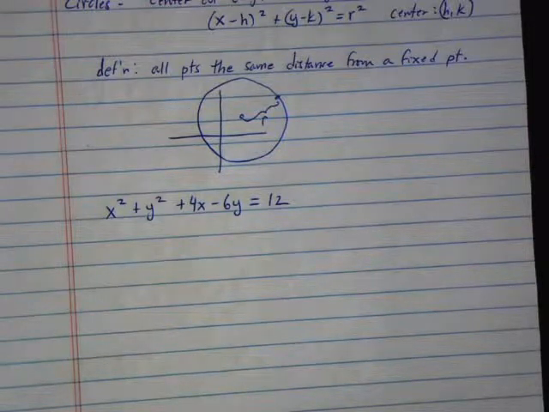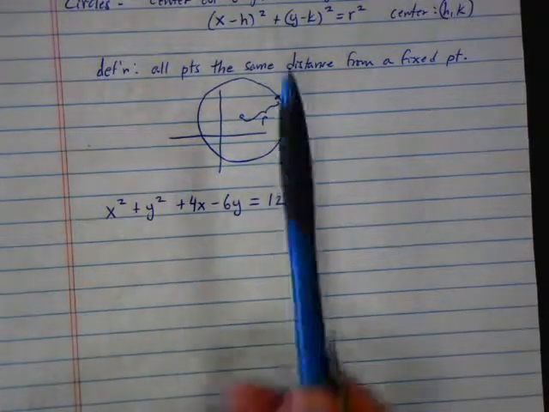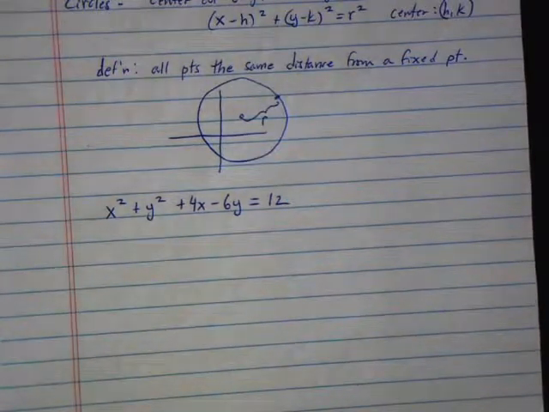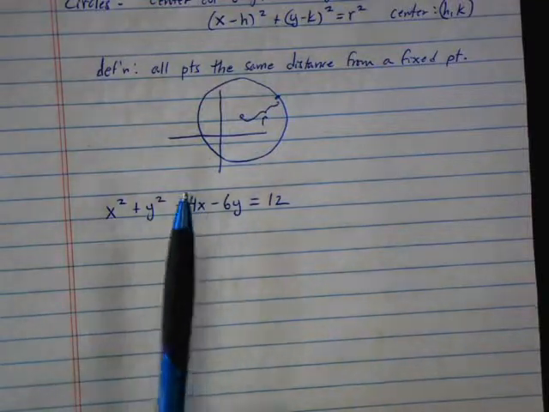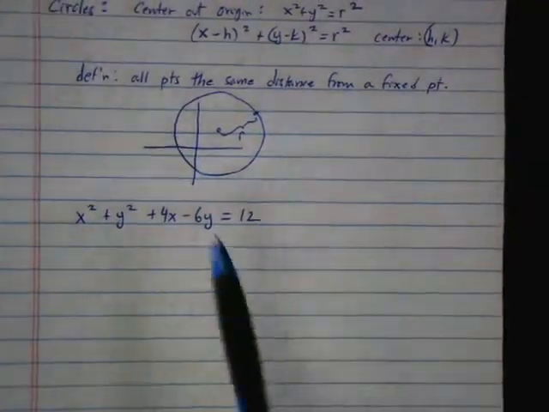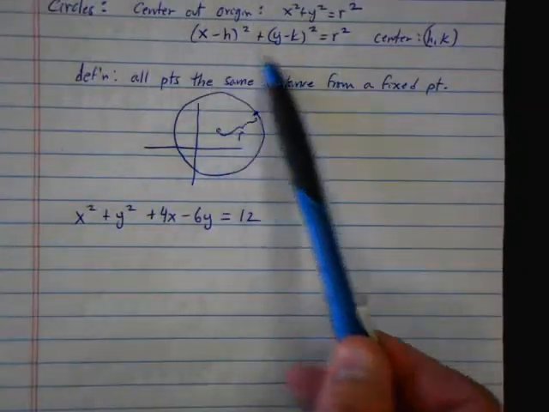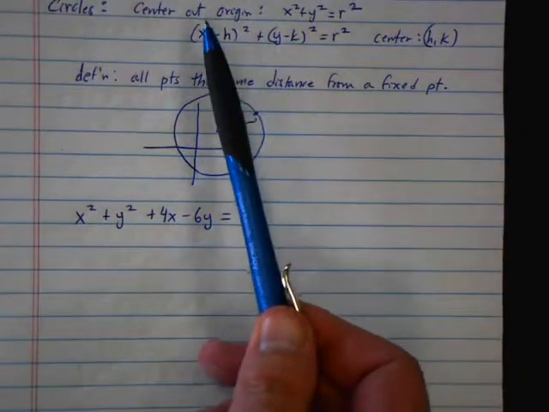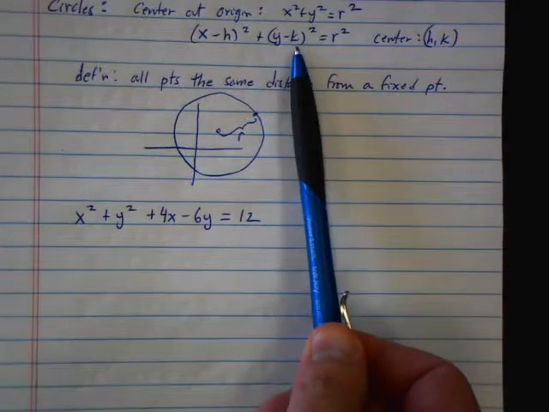How'd you get negative 2, 3? Complete the square twice. Absolutely. What you have to do in order to determine the center and radius is put the equation in this form. In order to get the equation in this form, you have to complete the square on the x's and complete the square on the y's.